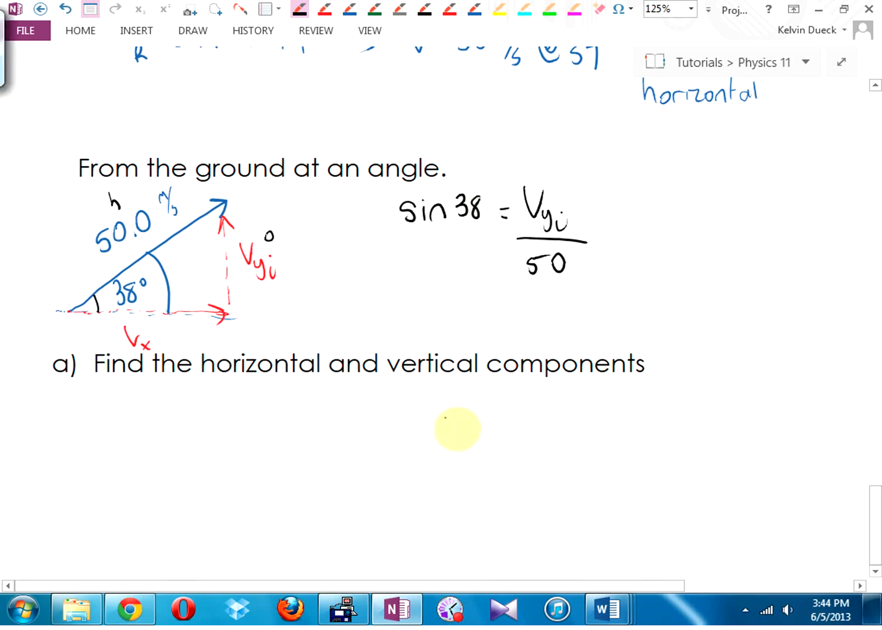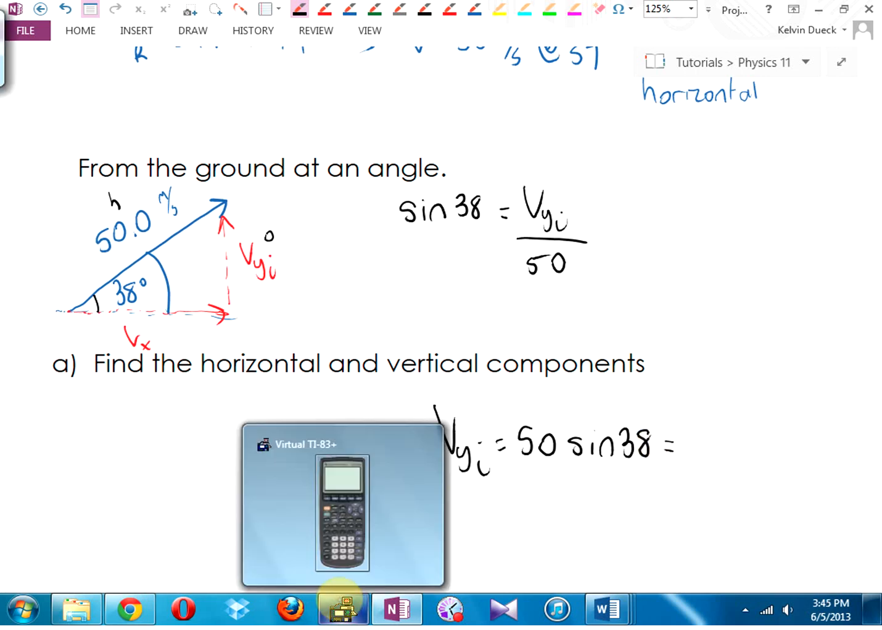Vy initial turns out to be 50 sine 38. If there was some dumb easy way to remember that, it would be helpful, but I got nothing for you. Vy, what sound is that? Oh, okay, now I got it. Y and sine kind of rhyme. That's how I've remembered it for years.